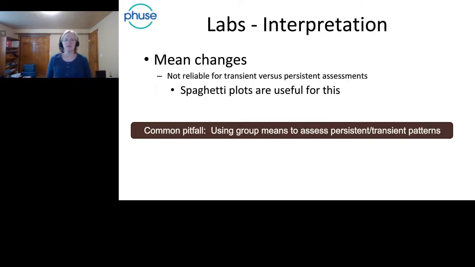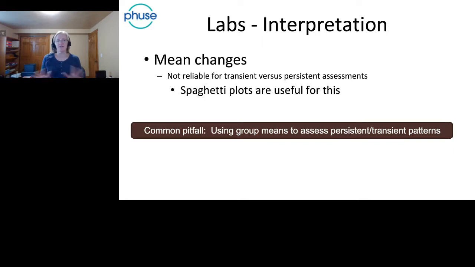So, interpretation. Mean changes are one very common pitfall. People like to use mean changes over time to make a characterization: is it persistent or transient? A lot of people want to see mean changes over time, and if they see something go up and then go down, they're going to say it's transient. That is a common pitfall, and that is absolutely not a reliable way to look at transient and persistent.